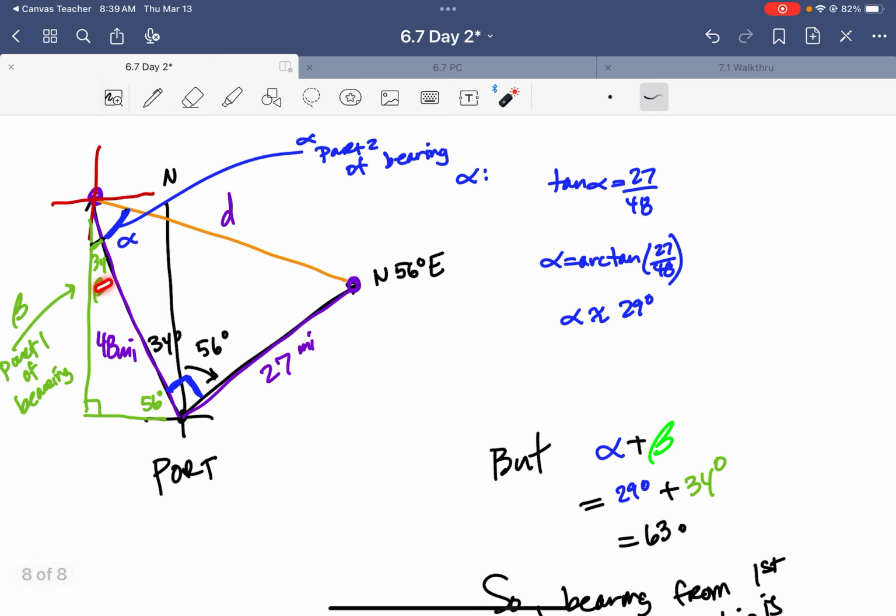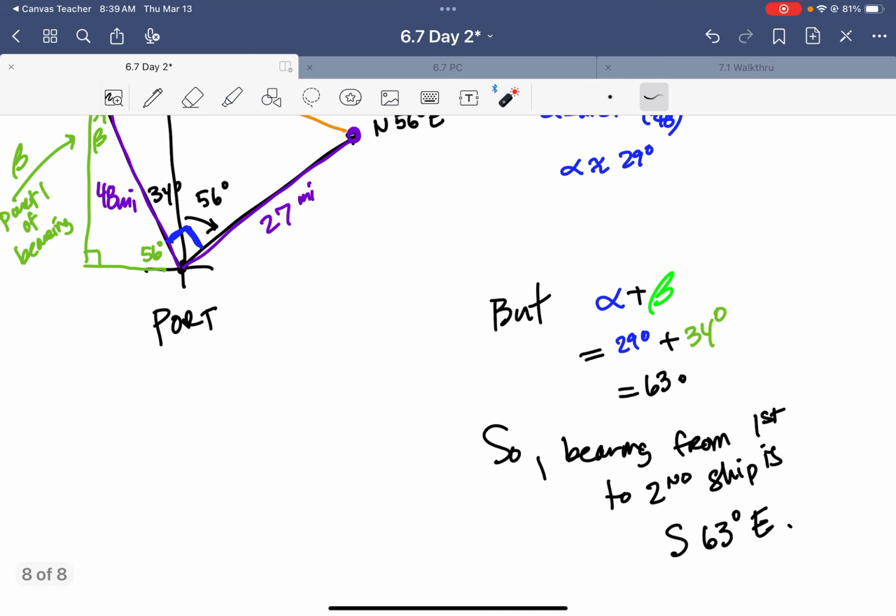But then this little beta right here, since this is a right triangle, and you told me that this was 34 degrees, well, since at this port, make a little right triangle with my bearing, I've got 56 left over here. That means up here, this must also be 34, right? So when we add these two together, 29 plus 34, I get that my bearing, when I go south but open up this much, that this much is 63 degrees.